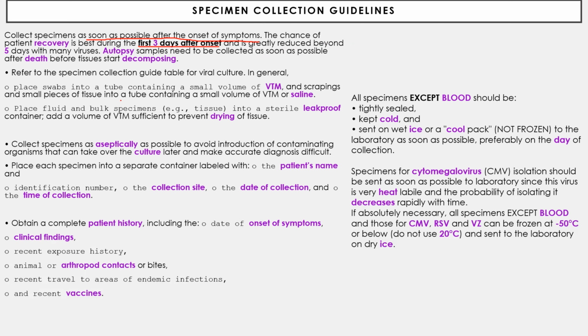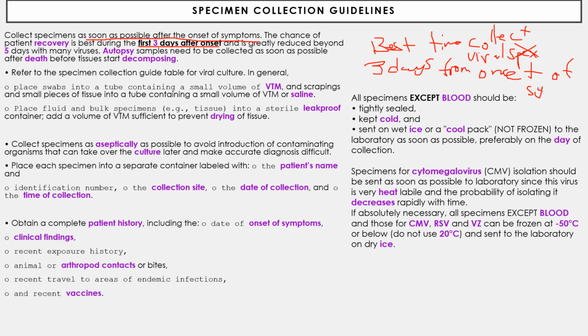So, the best time to collect viral specimens is 3 days from onset of symptoms. Example, kasi halimbawa, today nagkaroon ka ng COVID. Today is February 25. You have 3 days from today. So 25, 26, 27 would be the best time to collect the sample.